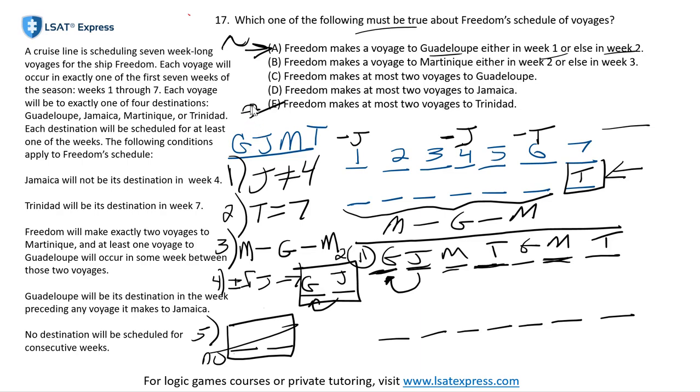You put a tilde by it and come back to it. How about D? Freedom makes at most 2 voyages to J. So you ask, well, could it go to J 3 times? Well, there's a problem. If I did J, G, J, G, J, G, hey, that's 6 items. And we place the T, that would be the 7th item. What's the problem? We would have no room for the M's. The answer is D. So don't ever dwell on one answer choice. If you think it's a maybe, fine, put a tilde by it and come back to it.